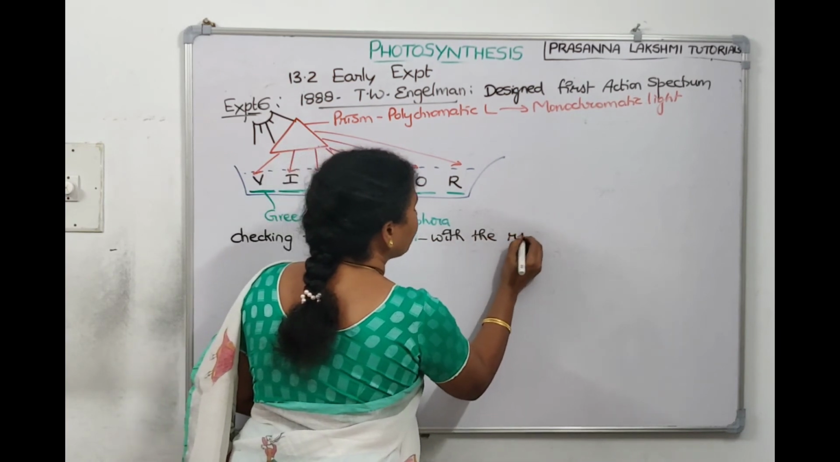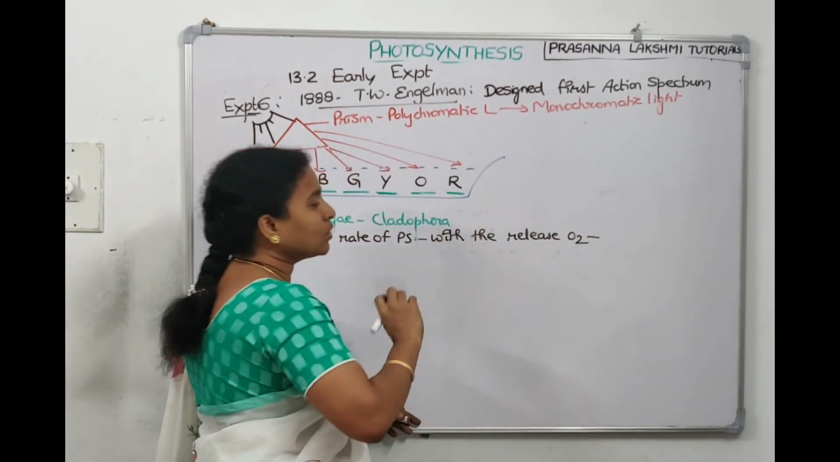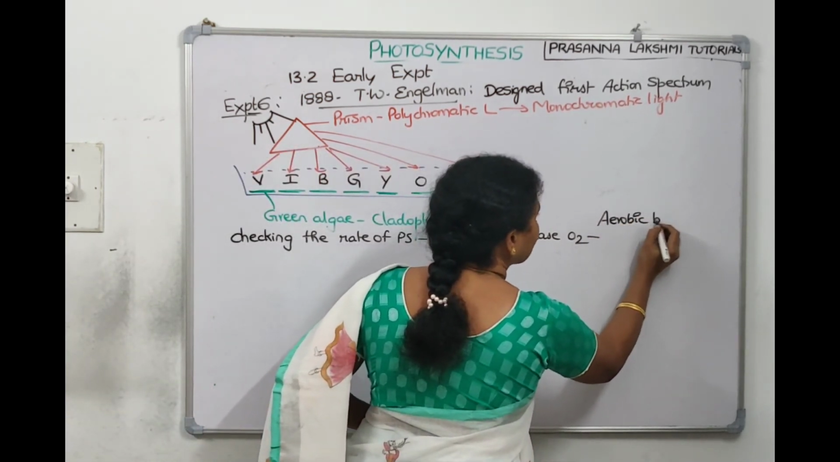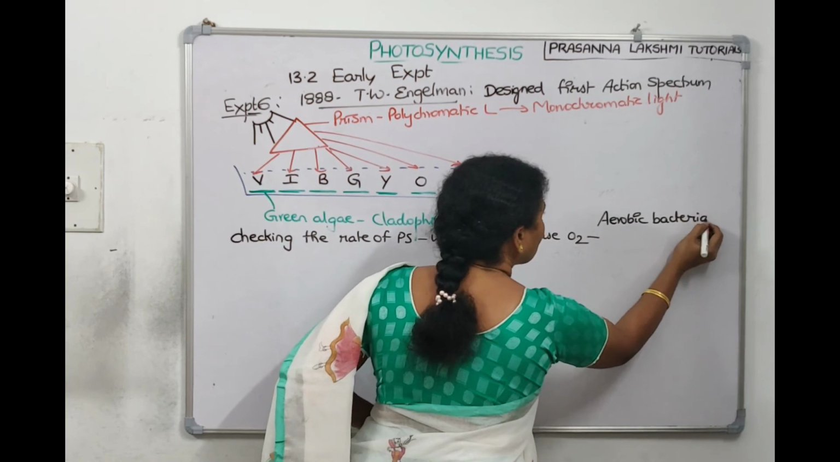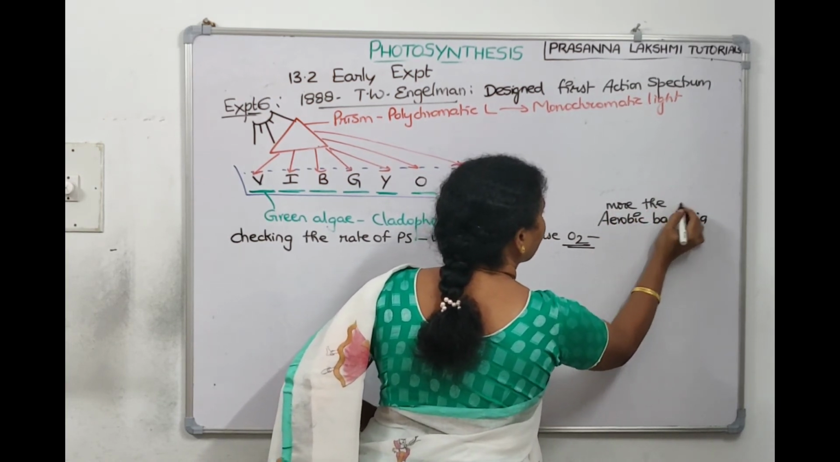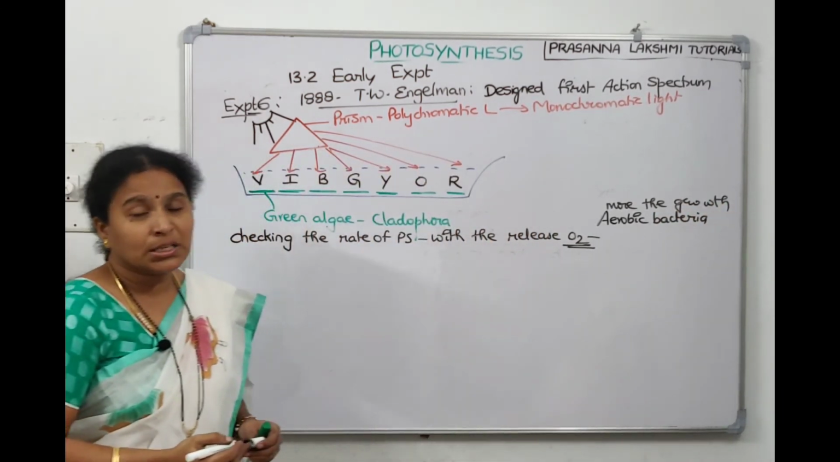with the release of oxygen, and this oxygen is consumed by aerobic bacteria. The more the oxygen, the more the growth of aerobic bacteria. The bacteria will grow in those regions where more oxygen is released.